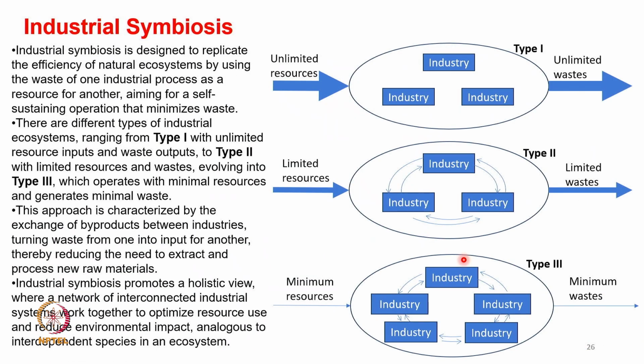So in industrial ecosystems there are multiple options. One is of course type 1, with unlimited resource input and unlimited waste, and there is no interaction between industries. And type 2 and type 3, wherein limited or minimum resources are input, and minimum to limited waste is output. This approach is typically characterized by exchange of byproducts between industries, turning waste from one into input for another as a value, thereby reducing the need to extract more processed raw material. That's why you only require minimum resources. So industrial symbiosis promotes a holistic view wherein the network of interconnected industrial systems can work together to optimize resources, thereby minimizing environmental impact.